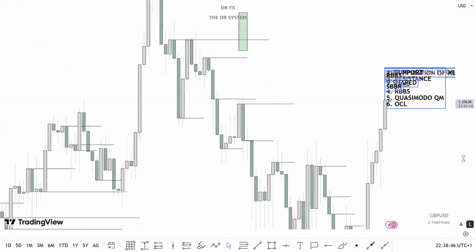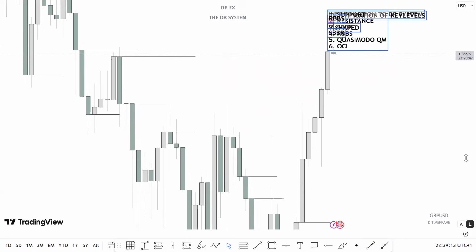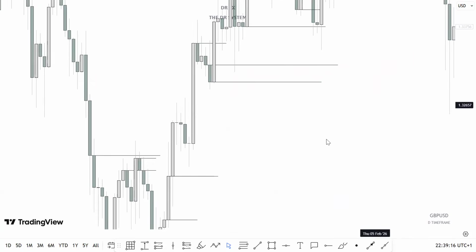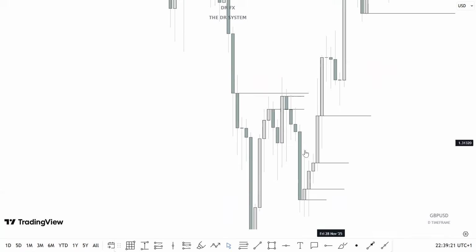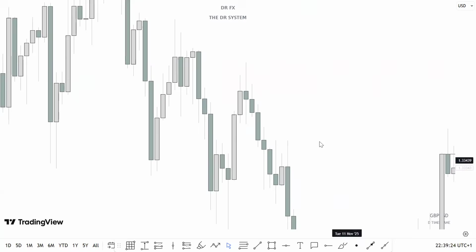So there is nothing more we discussed here. This is just the introductory aspect, and what we discussed is purely an introduction to the doctor system, which is identification of key levels. We talked about the support, the resistance, support break becomes resistance, resistance break becomes support, both in how you can use OCL as support break becomes resistance and resistance break becomes support, a Quasimodo and an OCL. So let's look for an OCL that got disrespected and needs to be used, so that you can see it for yourselves.